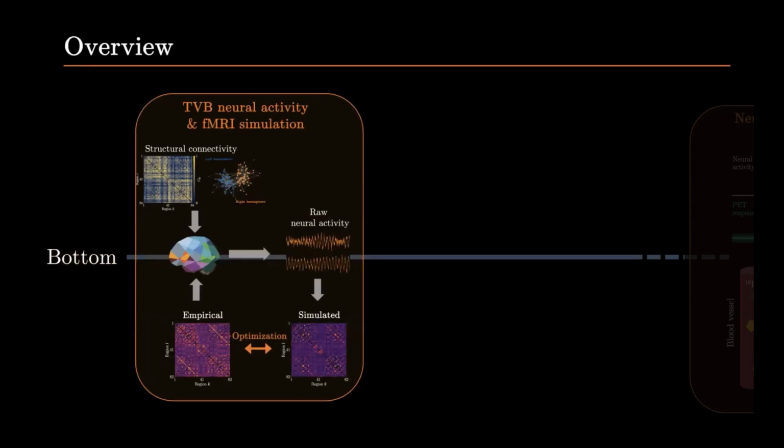Okay, so this is our block for the TVB neural activity and fMRI simulation. We have a structural connectivity, we have a neural mass model. Both together make up a brain simulation which produces raw neural activity. We can use a Bold model to get Bold signals from the raw neural activity, and then we can optimize the simulation in a loop.